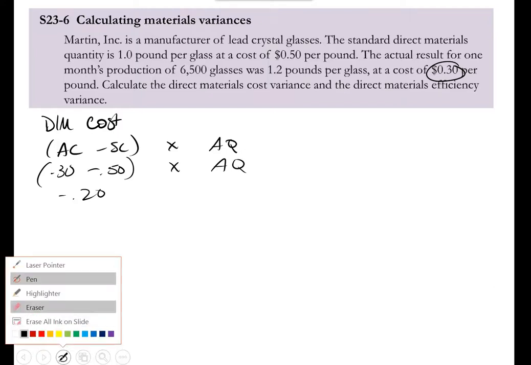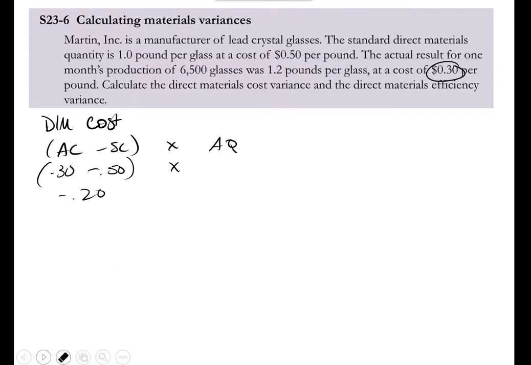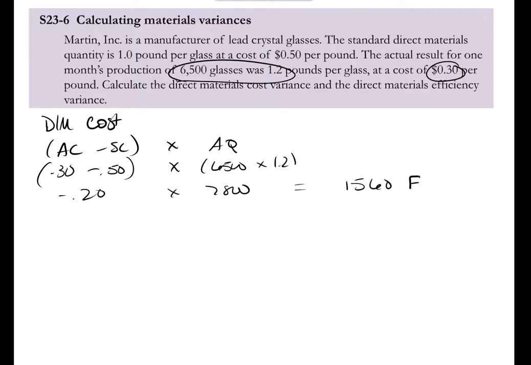I don't really need to write that twice. And the actual quantity that I used would be, I made 6,500 glasses and I used 1.2 pounds per glass. That's right here. So I actually used 7,800 pounds of glass, and I paid 20 cents less than I thought I was going to. And so that comes out to be $1,560 favorable. The cost was lower than I expected, and so this is a favorable variance.